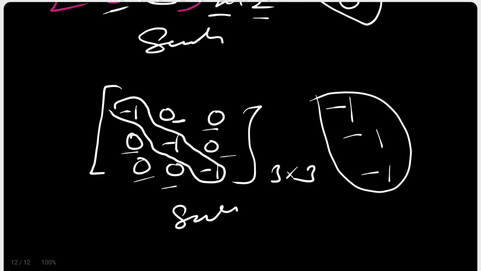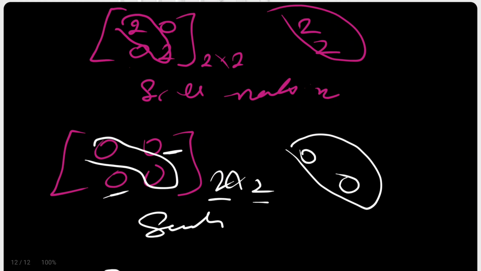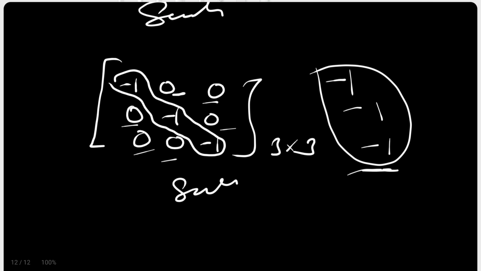When we say that it is a scalar matrix, the diagonals will be the same, like -1 in this one, 0 0 in this one, 2 2 in this one, and whatever the non-diagonals are, they have to be 0. Then we can say that it is a scalar matrix. Okay? Right. So I hope you understand.